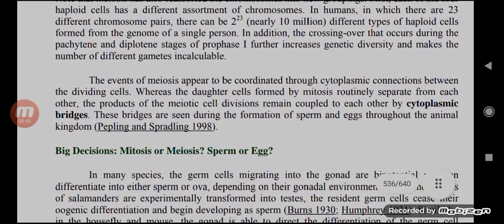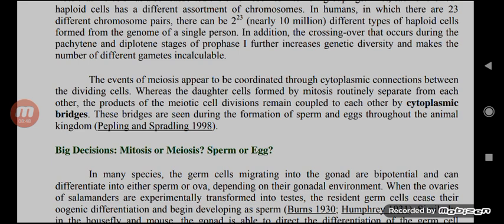incalculable. The events of meiosis appear to be coordinated through cytoplasmic connections between the dividing cells, whereas the daughter cells formed by mitosis routinely separate from each other. The products of the meiotic cell division remain coupled to each other by cytoplasmic bridges. These bridges are seen during the formation of sperm and egg throughout the animal kingdom. Pepling and Spradling, 1998.